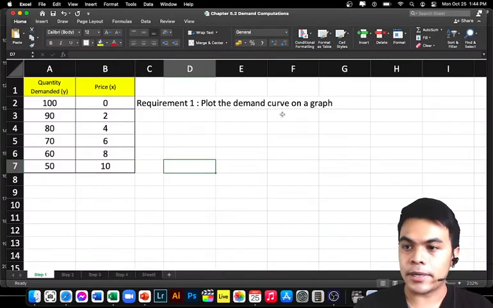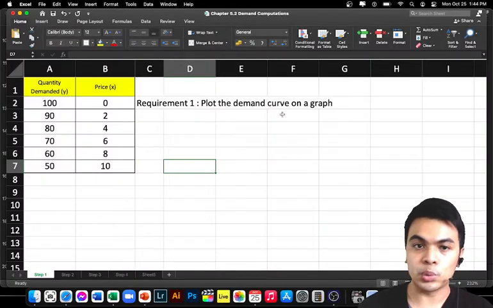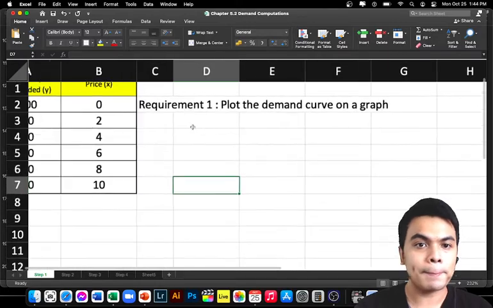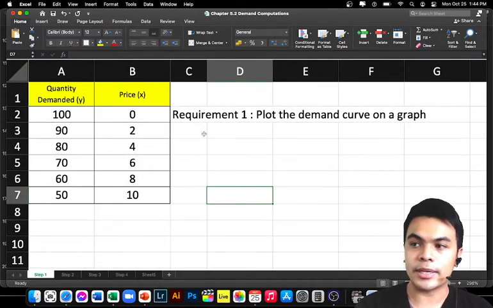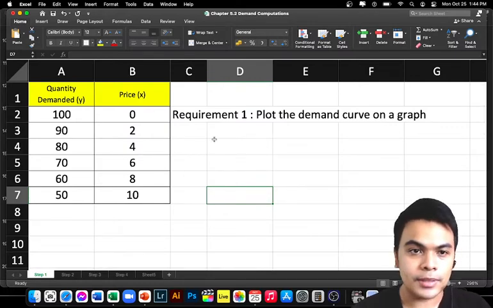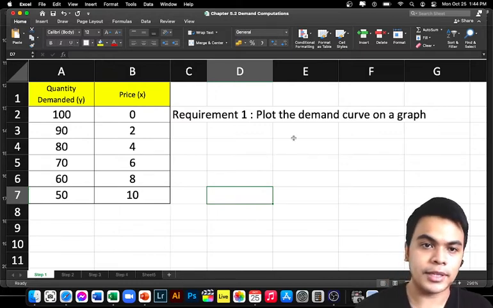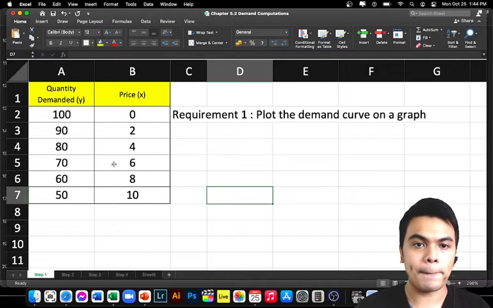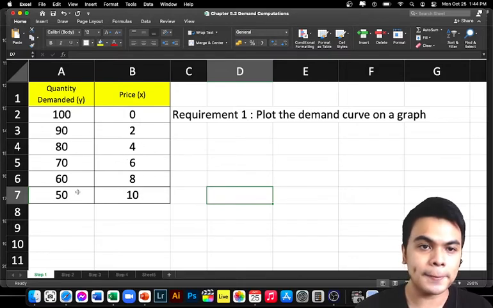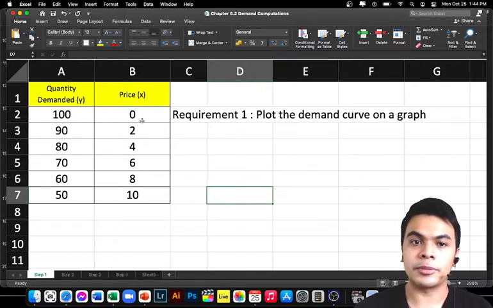So I have prepared a simple activity for us to do today. Again, we are using concepts from our basic algebra. Our first requirement is to plot the demand curve on a graph using these coordinates, or these values. So we have values for quantity demanded and values for price.